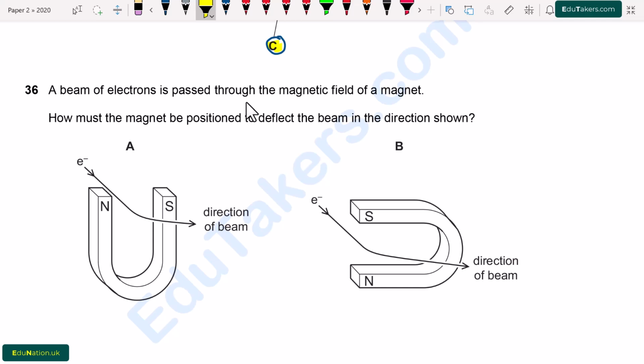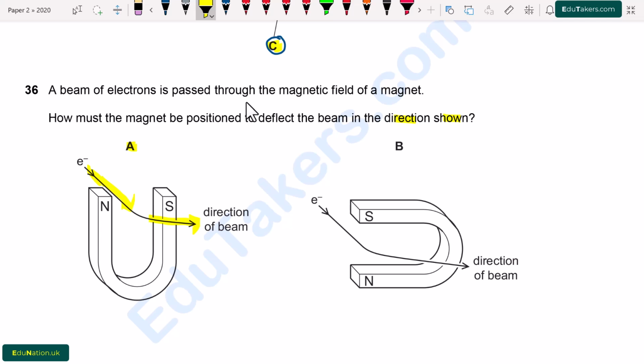Question number 36. A beam of electrons is passed through the magnetic field of a magnet. How must the magnet be positioned to deflect the beam in the direction shown? So first of all, in A, it is given that the electron is moving in this direction and it is deflected from left to right. So, which of these shows the correct position of the magnetic field of a magnet?